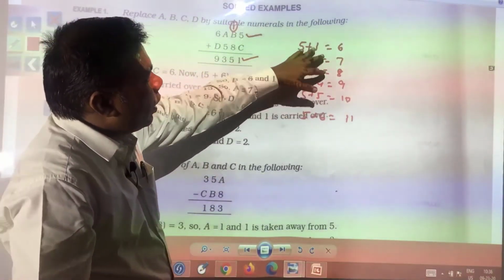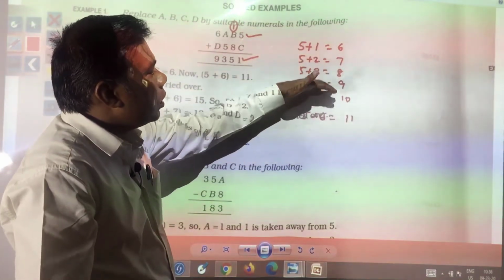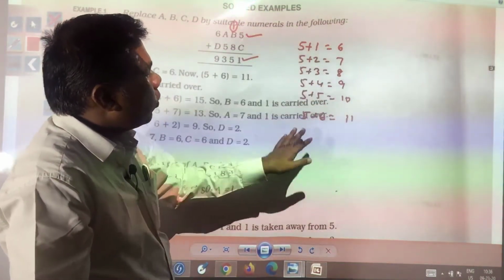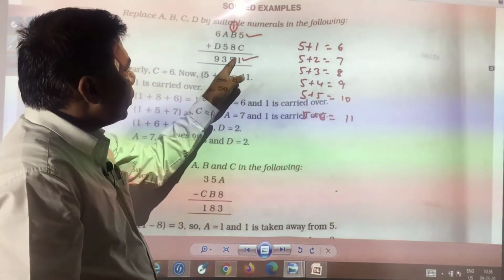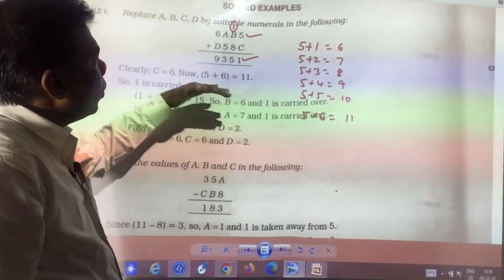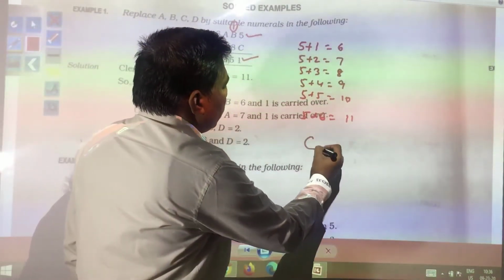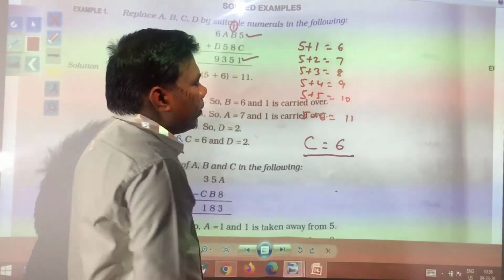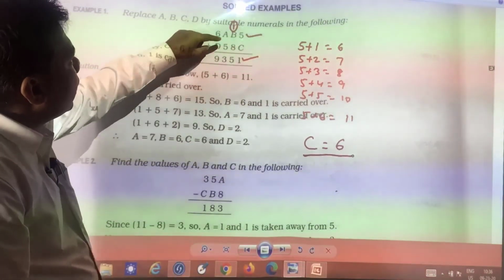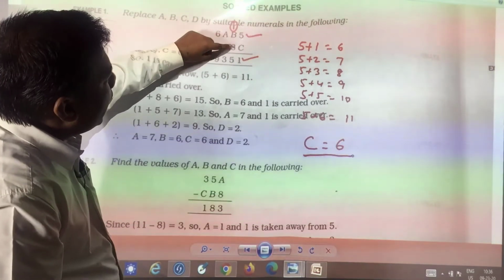So, by this way we need to judge, we need to assume, or you must know what number should be added so that you will have 1 in one's place. So, 6 has been added, so you have got C is equal to 6. Now, you see here you have already 1, then B and 8.